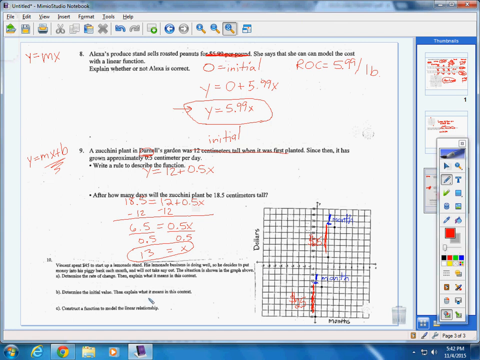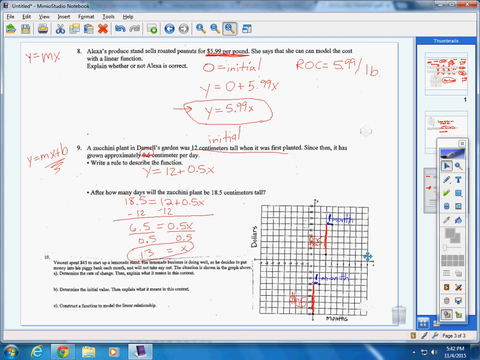Vincent spent $45 to start up a lemonade stand. His lemonade business is doing well, so he decides to put money into his piggy bank each month and will not take any out. The situation is shown in the graph above. Actually, it's beside. As you can see, it's right here on the side. A says determine the rate of change, then explain what it means in this context.